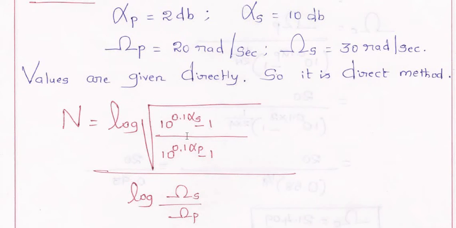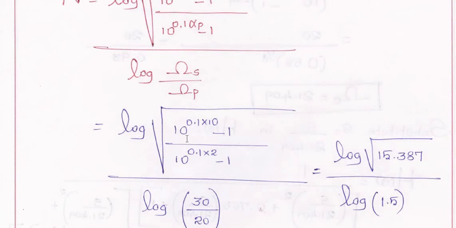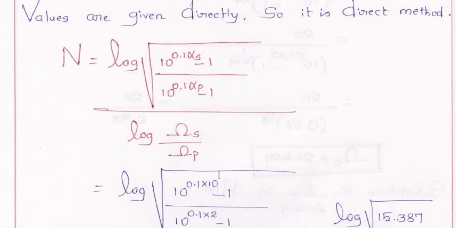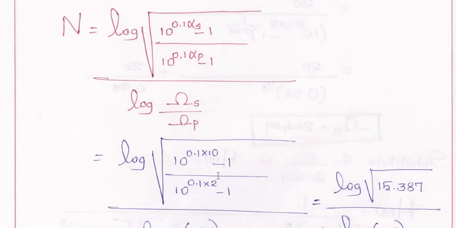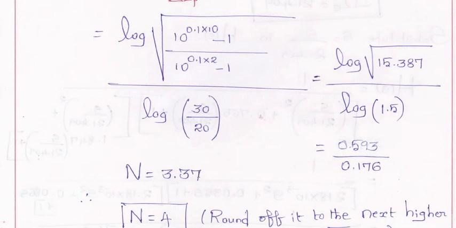So n is equal to log of square root of (10 to the power 0.1 alpha s minus 1) divided by (10 to the power 0.1 alpha p minus 1), whole divided by log of ohm s divided by ohm p. You have to substitute the values: alpha s is equal to 10, alpha p is equal to 2, ohm s is equal to 30, ohm p is equal to 20. So you have to calculate the value and solve this. You get the value as n equal to 3.37.